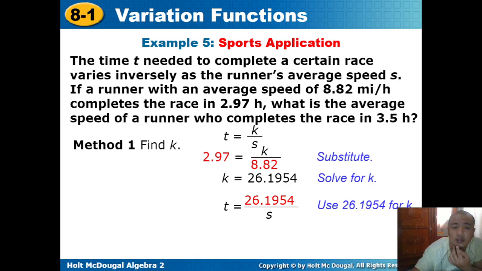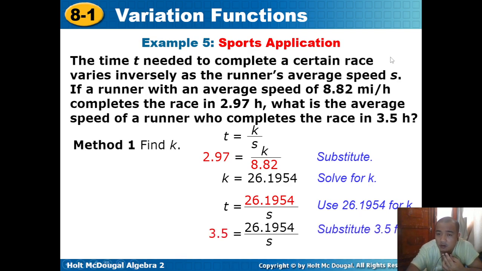Now, what is the average speed of the runner who completes the race in 3.5 hours? Now, if t is 3.5, what is s? Yun yung question. So, substitute here in the equation of variation. Just divide 26.1954 by 3.5. Yun na yung value ng s, which is equivalent to 7.48. That's method 1.